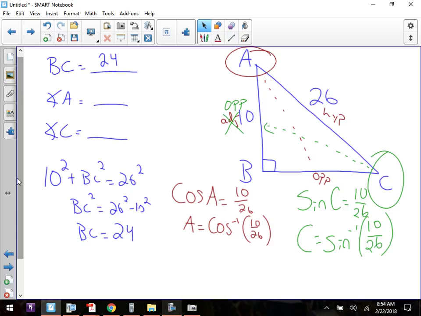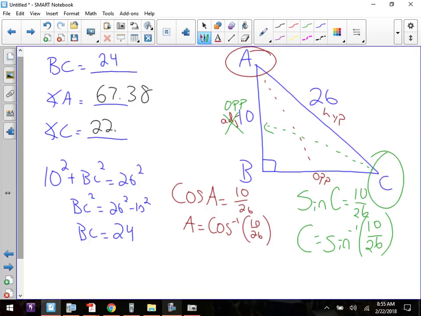Let's see here. Inverse sine 10 over 26: 22.62. Very good. Inverse cosine 10 over 26: 67.38. And if you add 67.38 and 22.62, what should you get? Make sure you put them where they belong. Pretty quick and painless, isn't it? Albeit it seems like it's more work, it really isn't. It really isn't. Let's try another.